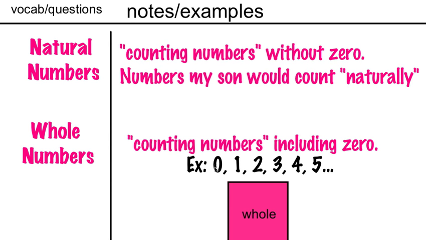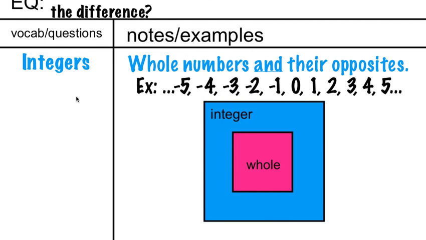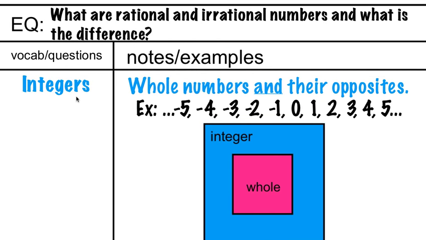So when we start using 0, we now have whole numbers. Whole numbers include the 0. Once again, please hit pause, copy this down. Integers include the whole numbers that we already talked about and their opposites, the negatives. So now we've included the negatives. The whole number goes inside of the integer because anything that's a whole is also an integer. And this will make more sense at the end when I explain it further.